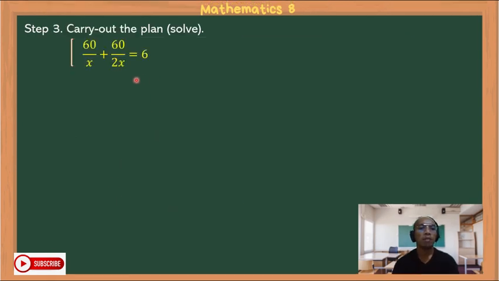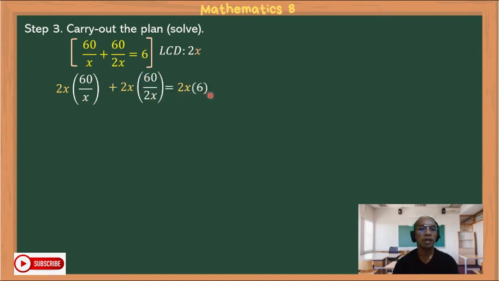So we have to get rid of the denominator. So the LCD would be 2x. So 2x times 60 over x is equal to 2x times 6. Then cancel out x, cancel out 2x. So simplify. So 2 times 60 is 120. Then 2x divided by 2x is already 1. So we just copy positive 60. Then is equal to 2x times 6, and that is 12x.